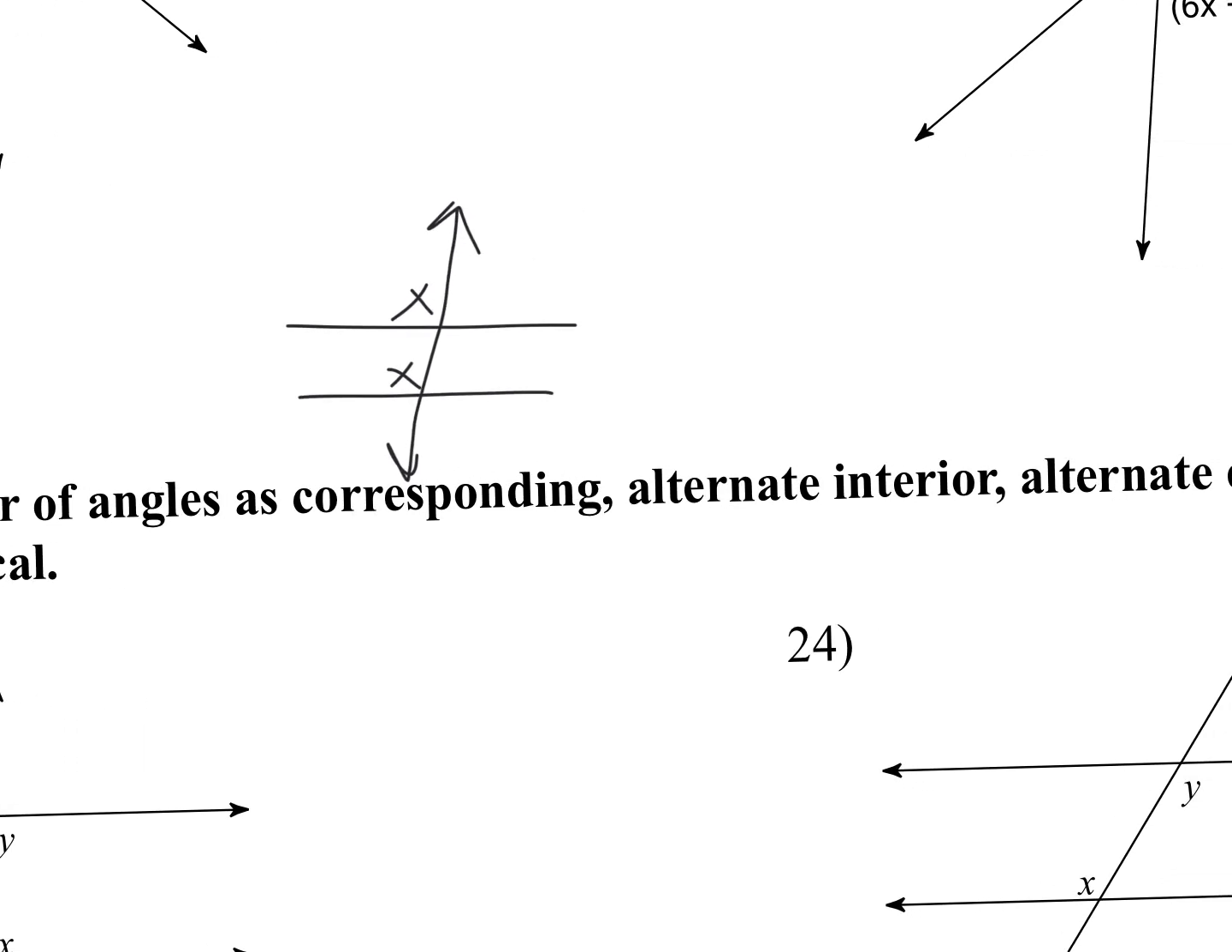Okay. Alternate interior, two parallel lines with a transversal. If I start X here, where's the other X? Where's the other angle? On the other side, on the inside. Remember, if I drew my box, they're on the inside of the box, but on opposite sides of our transversal. If you think about it that way.